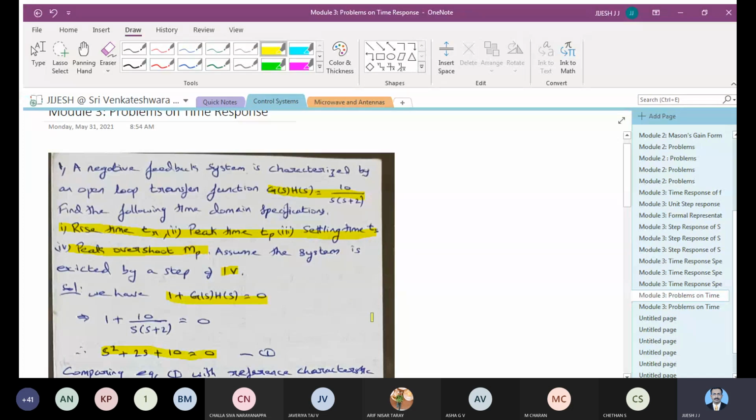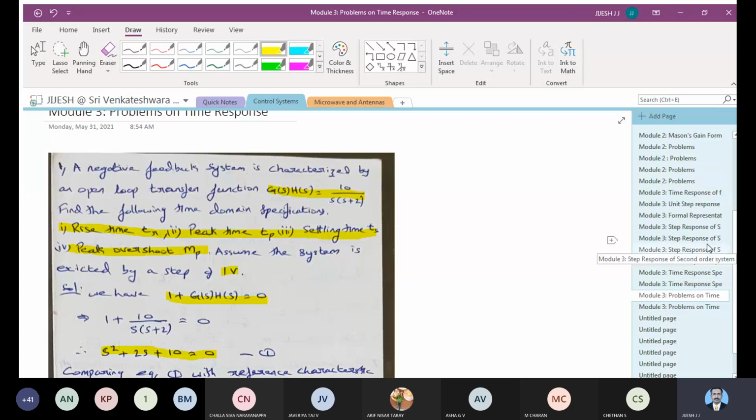So we got s square plus 2s plus 10 is equal to 0 as equation number 1. So all of you have completed till there? Yes, sir. Okay. So now we have to go back and see what is the characteristic equation we have studied in the previous class. What was the equation I told you you should remember as the characteristic equation? Any one of you remember that?